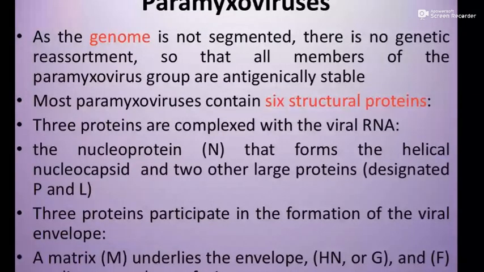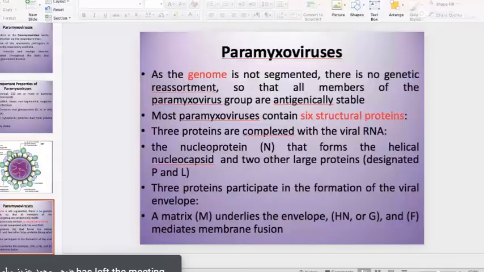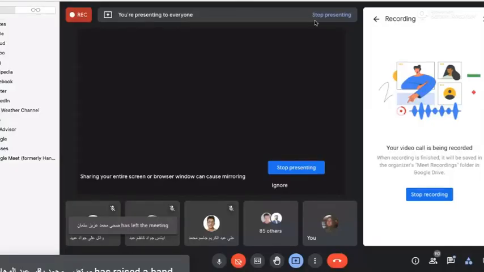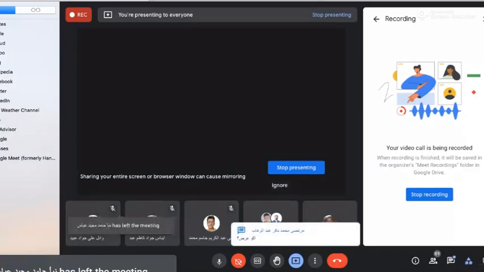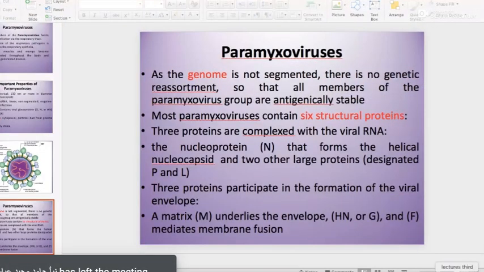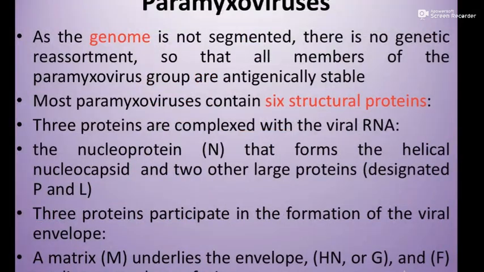Paramyxoviruses. The genome is not segmented, as we said, unlike orthomyxoviruses. There is no genetic reassortment, so they are antigenically stable. All the members of the paramyxovirus group are antigenically stable.